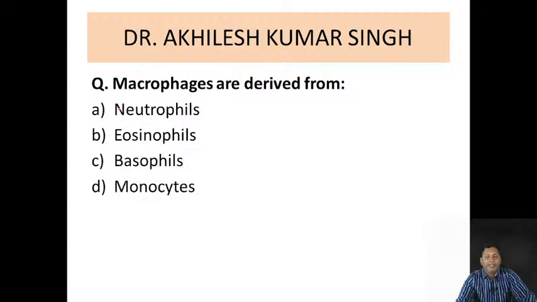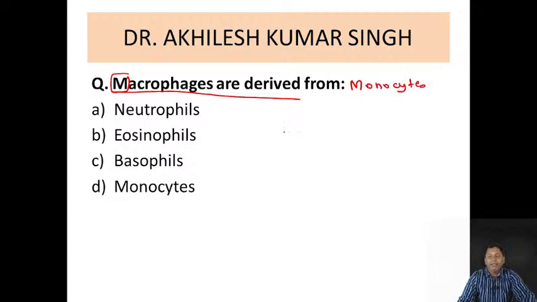Now let us look at another question from the MCI exam. Macrophages are derived from, remember, M for macrophages and M for monocytes. A very simple question asked in the MCI exam. Macrophages are derived from which WBC? Monocyte. So the answer here is D, monocytes. Right, so macrophage is derived from the monocyte.